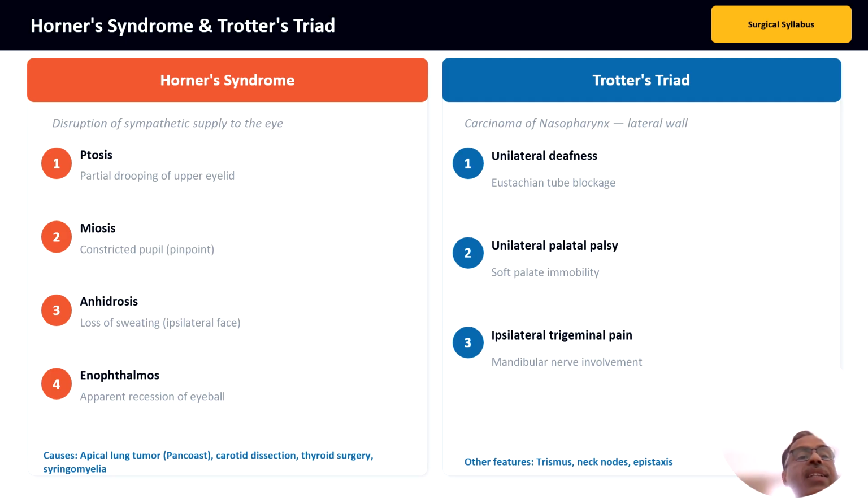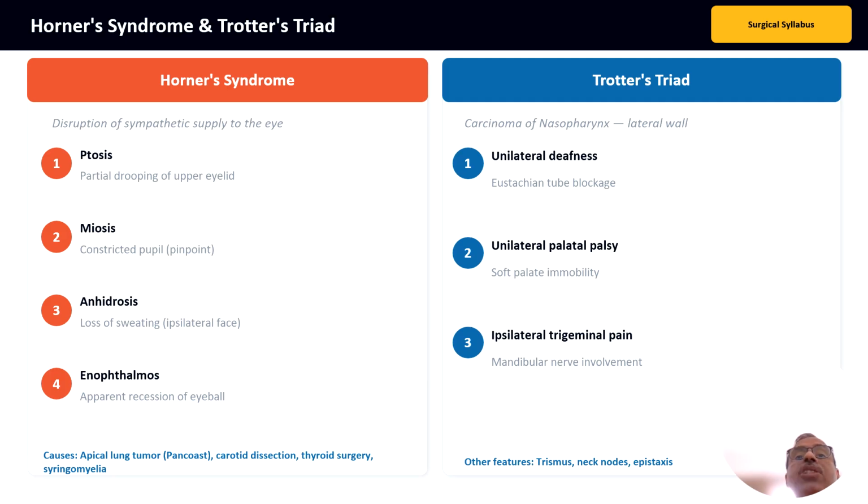These are classically seen in Horner syndrome, and Horner syndrome itself has different causes. One of the most common causes of Horner syndrome is what is known as a Pancoast tumor or an apical lung tumor, which can cause compression of the sympathetic supply to the eye. Horner syndrome can also be seen as a complication of thyroid surgery, in carotid dissection, and even in syringomyelia.